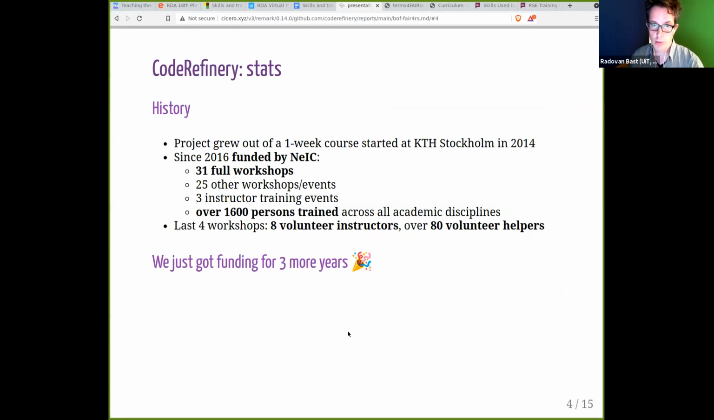We exist since 2016. We have been funded by the Nordic e-infrastructure collaboration, and in the last 5 years we delivered 31 full workshops, and I will tell you on the next slide what a typical workshop looks like. In these last 5 years, we have trained over 1,600 persons across all academic disciplines in the Nordics, but also a little bit beyond. Many volunteers, instructors involved, many volunteer exercise leads and helpers. And I'm also happy to share the good news that we very recently got funding for 3 more years. So that was very encouraging.